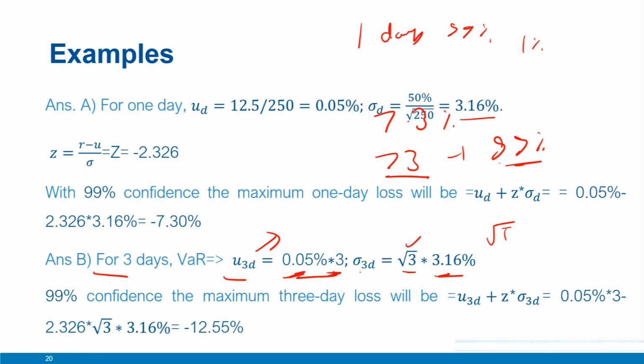Now that we have our return and standard deviation values, it's very easy to compute the potential maximum 3-day loss with 99% confidence. It's exactly the identical procedure. We have mean return plus Z into sigma 3D. Mean we have already computed as 0.05% into 3, minus 2.326 into square root 3 into 3.16%, which works out to slightly higher than minus 7.3, at 12.55%. This suggests that if my portfolio is of 1000 rupees, then the maximum potential 3-day loss with 99% confidence would be 125 rupees 50 paise. That means 125.5 in loss terms.